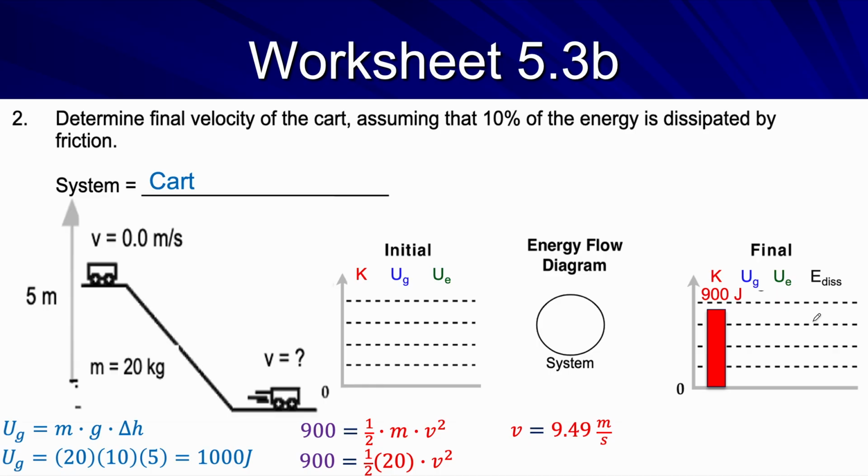This can change your system a little bit. But I'm going to argue that almost none of the heat went into the cart. And so I'm going to say then that there's no E dis, and 900 joules of energy must have entered my system. Why? I have 900 more joules at the end in the final state than I started out with.